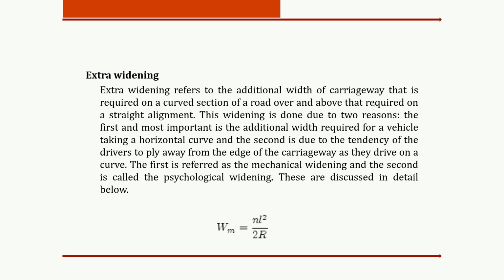Simply, what do we mean by extra widening? When a vehicle is moving on a curved path, the outer edge has a greater layer of bitumen as compared to the inner edge, so that the driver can safely drive the vehicle through the curve. Providing a greater layer of bitumen on the outer side of the road as compared to the inner layer is called the extra widening. It is also called the mechanical widening. It is also called the psychological widening.